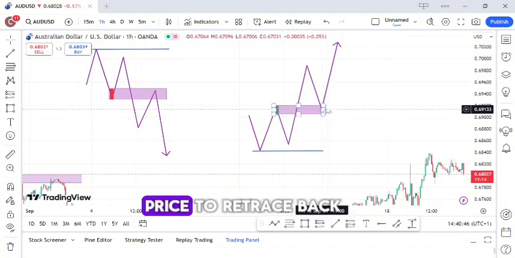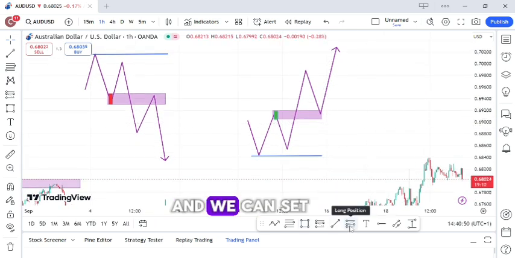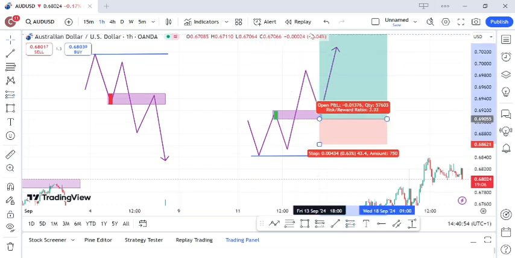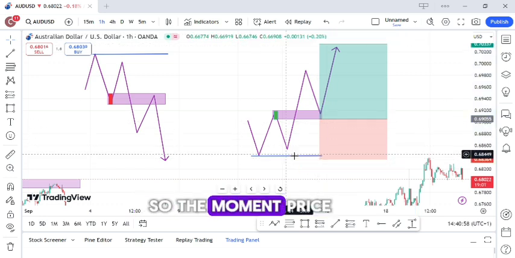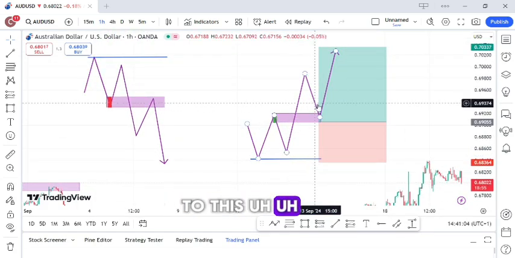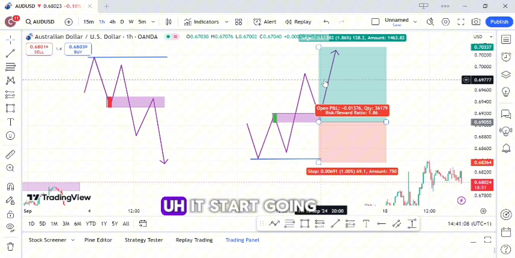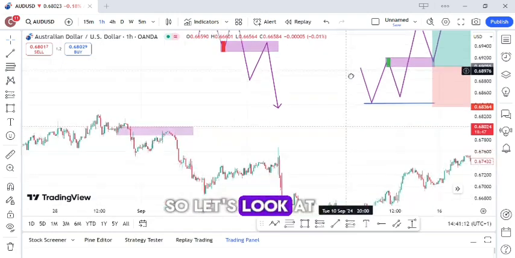So we want to wait for price to retrace back to this bullish candle before we take this trade, and we can set our pending order here, and our stop loss here. So the moment price returns back to this candle, to this order block, it starts going up. That's a mitigation block. So let's look at it in the chart.